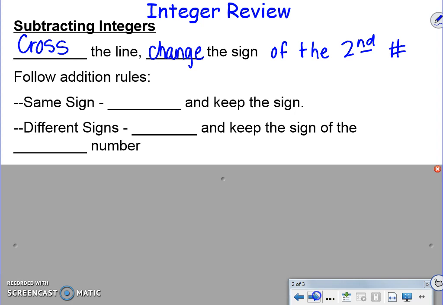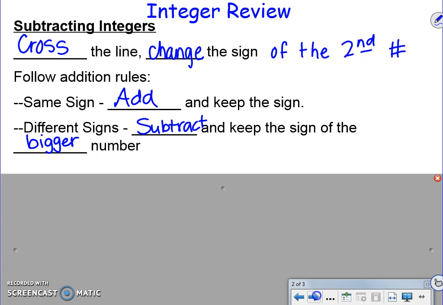So if it's the same sign, remember you add and keep the sign that's in the problem. If they're different signs, you're going to subtract and keep the sign of the bigger number. So those stay the same. Those rules are the same. We just have to cross the line and change the sign of the second number first.